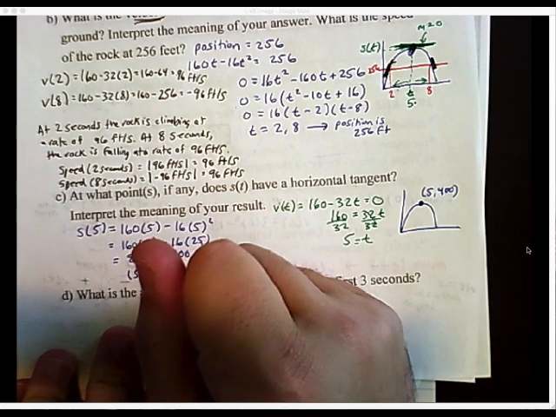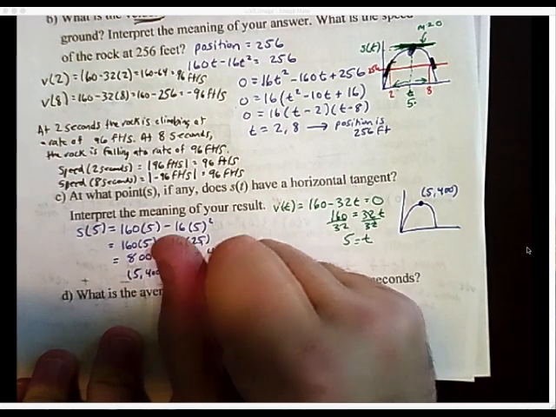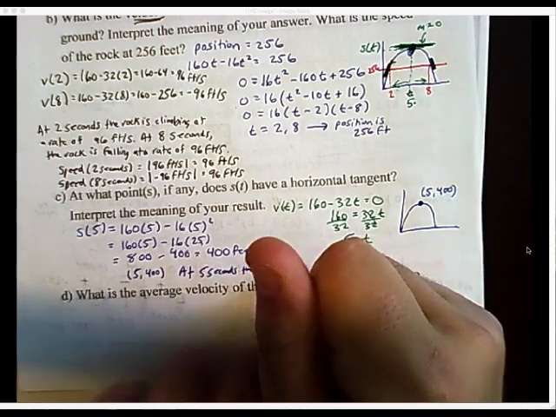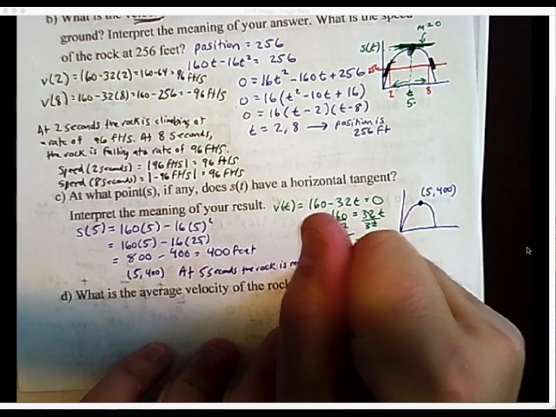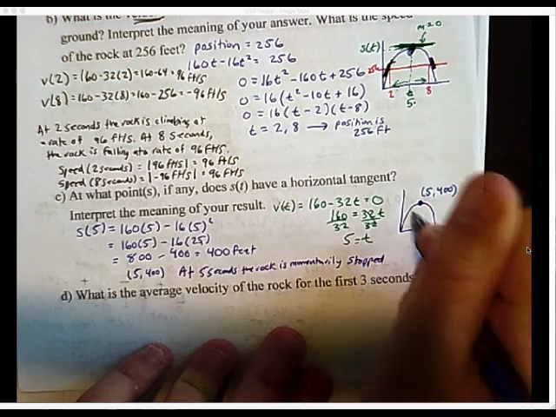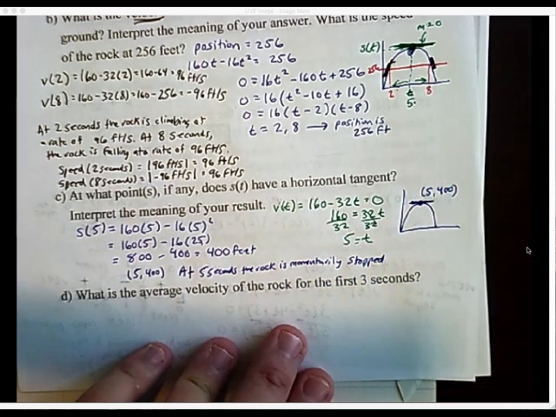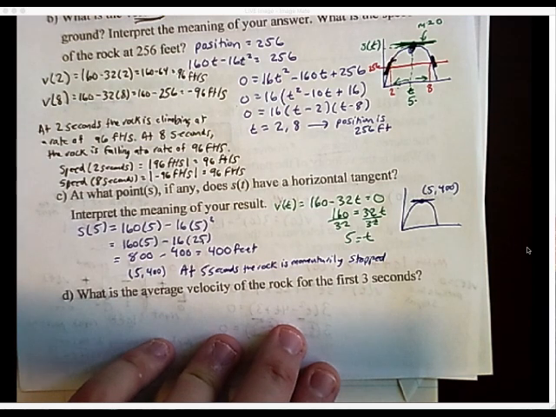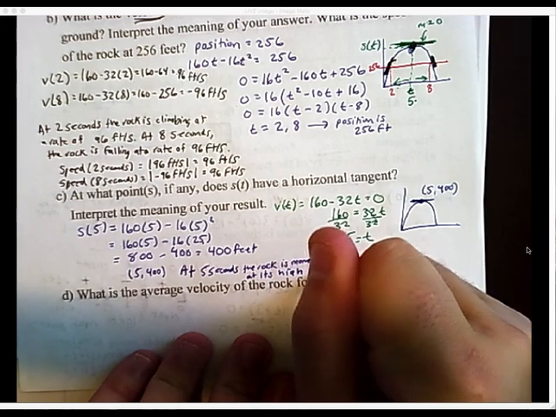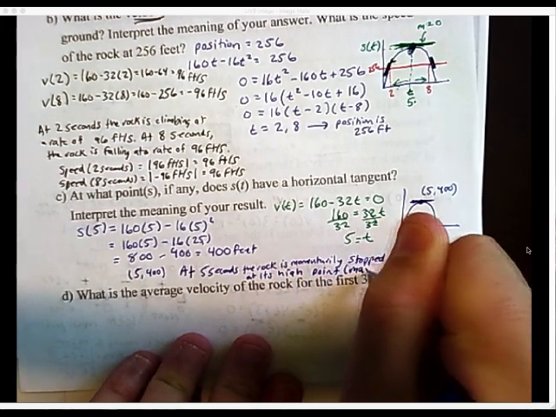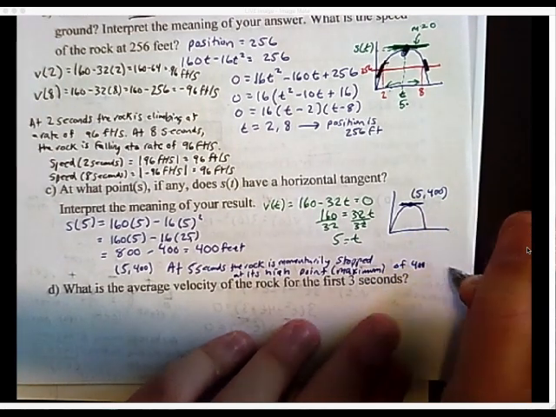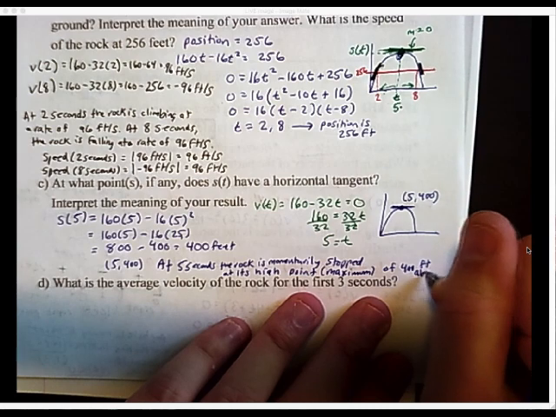So what does it mean to be a horizontal tangent? At 5 seconds, the rock is momentarily stopped. Why is it momentarily stopped? Because its velocity is 0 as a horizontal tangent line. At its high point, or you can use the fancy word of maximum, of 400 feet above the ground.